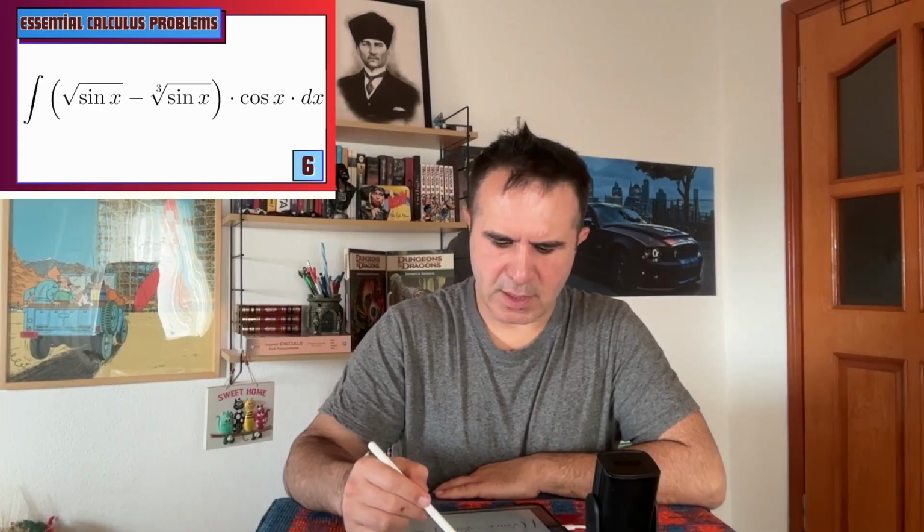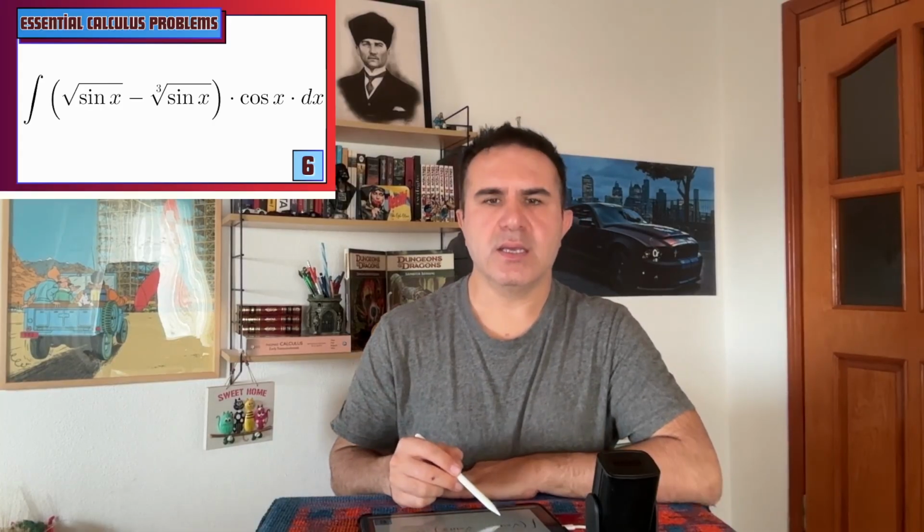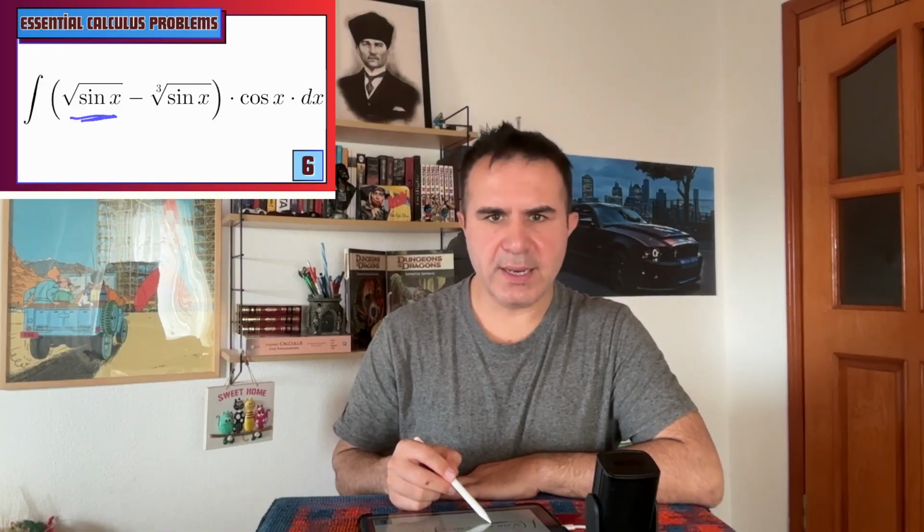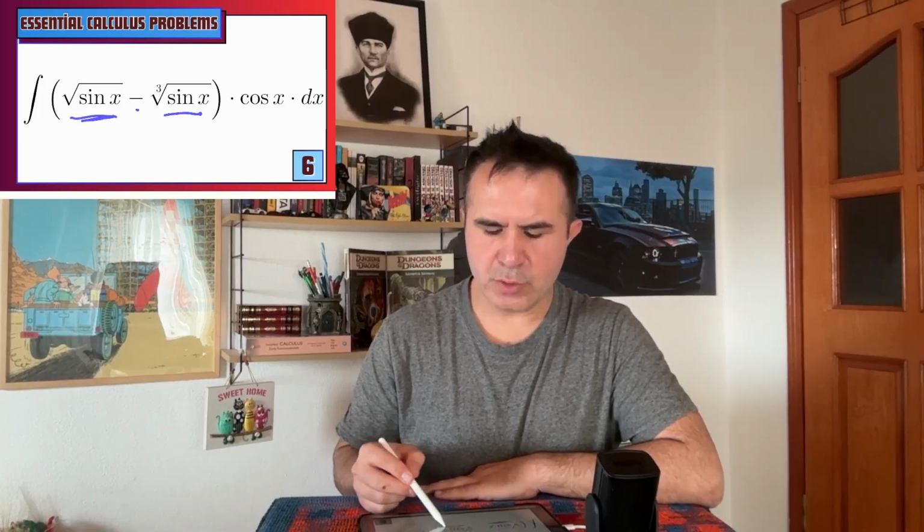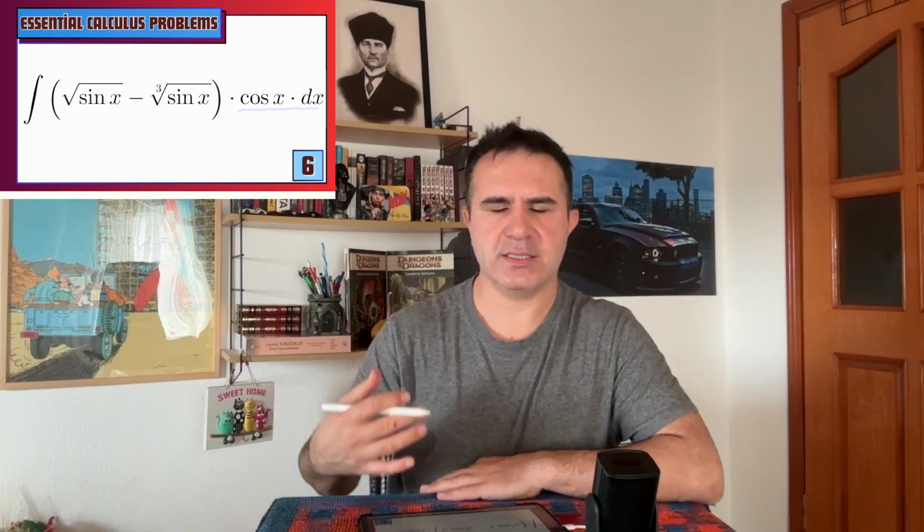Hello everyone. In this lecture of the Essential Calculus problem series, I will solve this integral: the integral of (square root of sine x minus cube root of sine x) multiplied by cosine x dx.